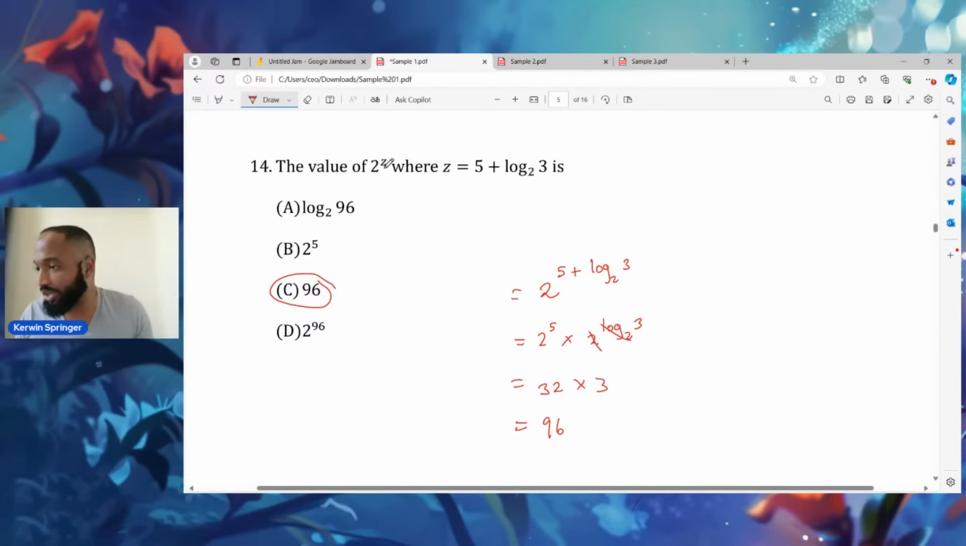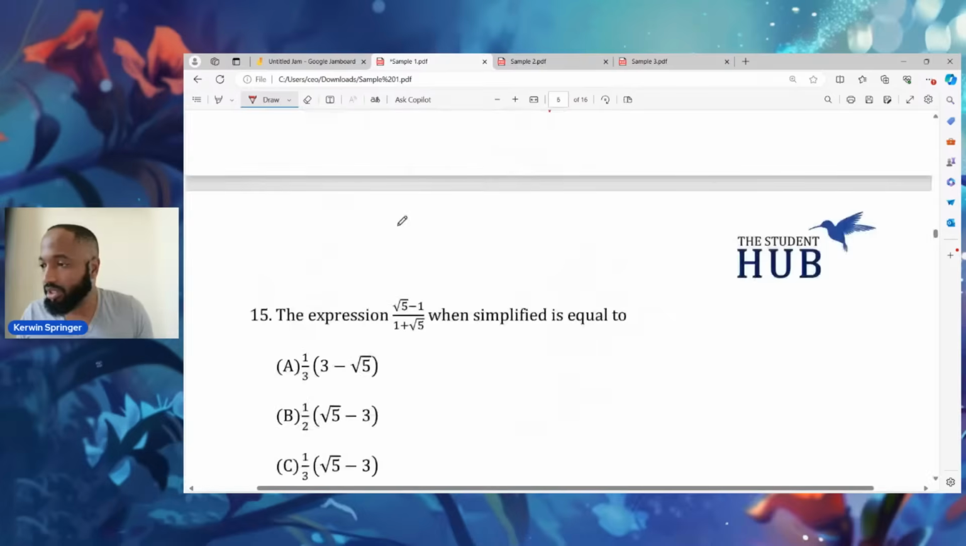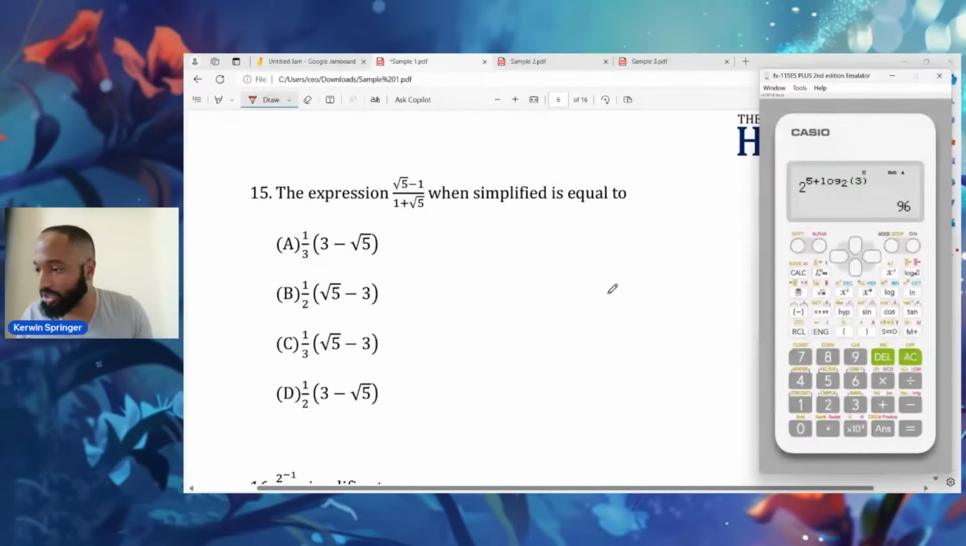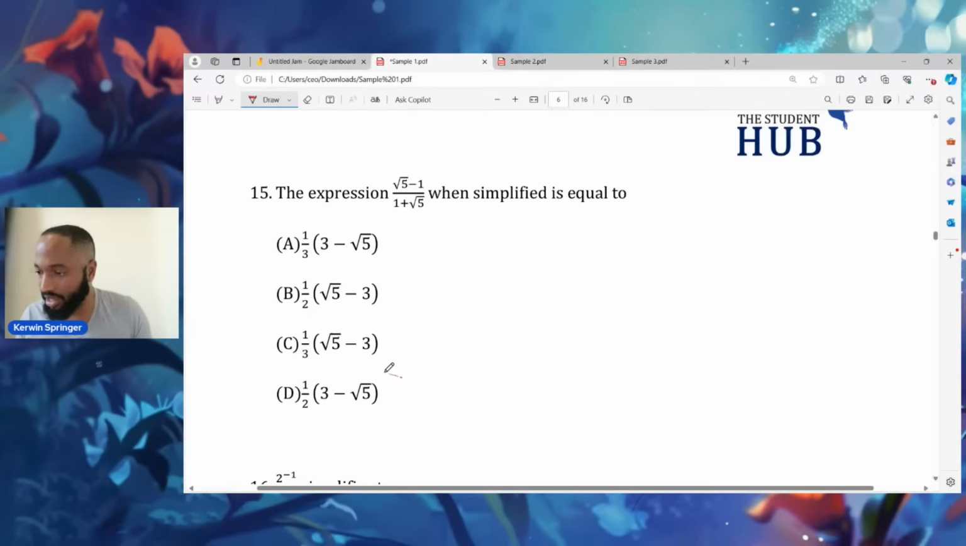All right, is there any other way, Nadia? I'll show you the 2 easy ways to do it, calculator and actually doing it out. The expression, which when simplified, once again, your Casio is just going to mash this up. You may need to watch the factorization to figure out which one is which. Root 5 minus 1 all over 1 plus root 5 equals, so this is 3 minus root 5 over 2. In other words, half of 3 minus root 5. Half of 3 minus root 5, D is the answer.